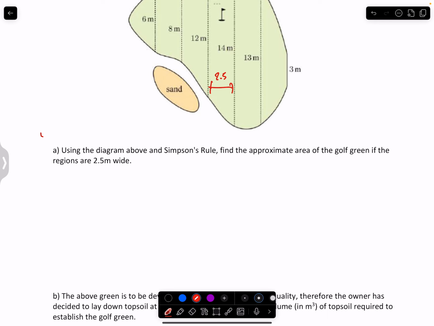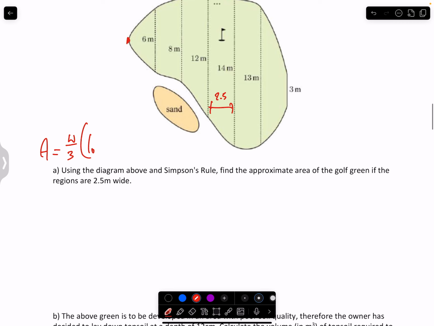So just to remind you of the formula, the area is the width of the sections over length 0. So that's the edge on the left, plus 4 lots of length 1, plus 2 lots of length 2. The pattern continues. The second to last length is going to be by 4 again, so length n take 1 is going to be times by 4, plus the last length ln, which is not going to be multiplied by anything.